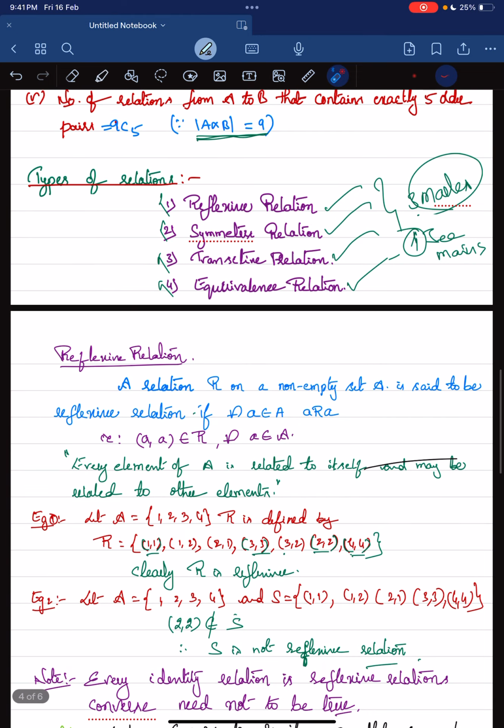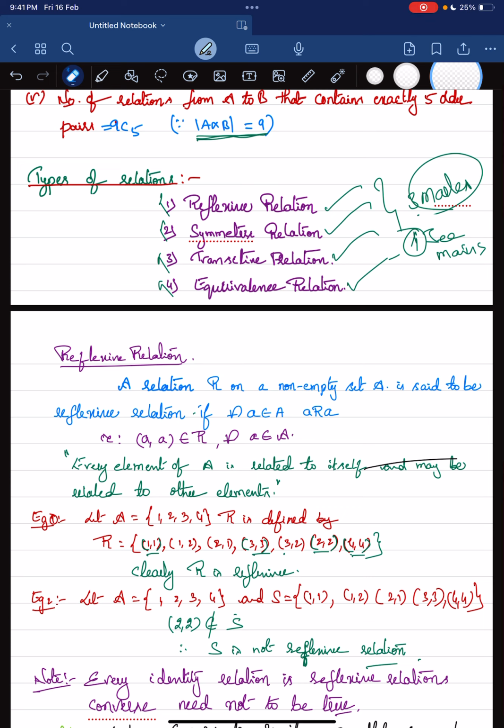Even if one ordered pair is missing, that is not a reflexive relation. It means it must contain (1,1), (2,2), (3,3), (4,4). Then only it is reflexive. Otherwise it is not a reflexive relation.